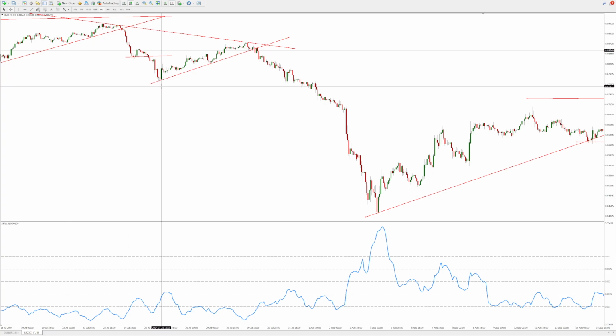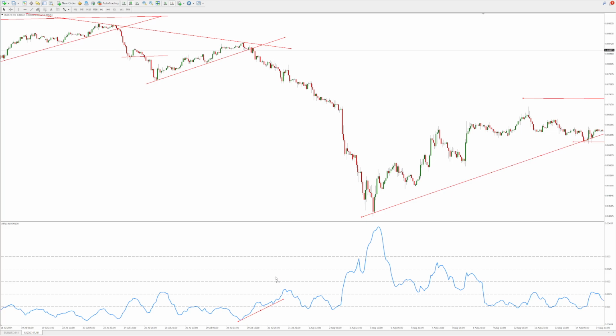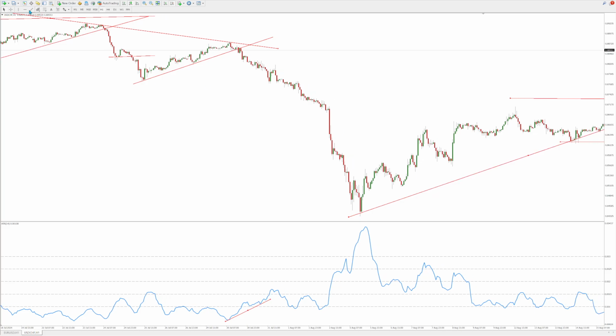Same again, big move up, ATR lowers, draw support level, enter there. Here as well, you can see the ATR making higher lows, so the range is increasing. And then what we do is we wait for the ATR to drop back down.